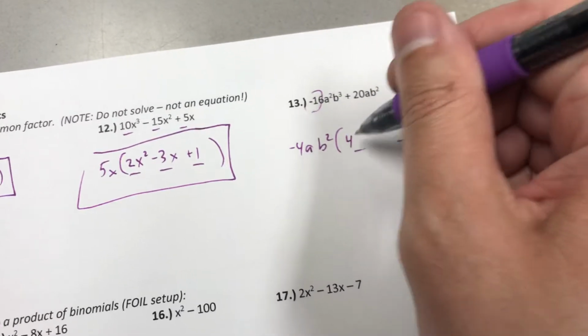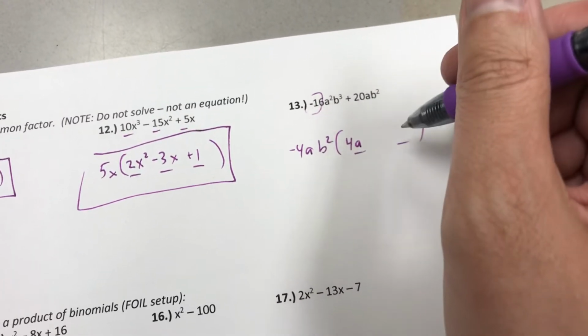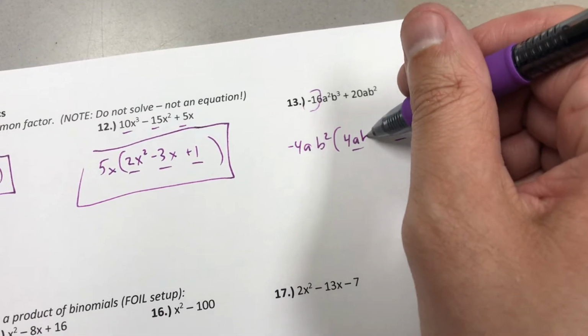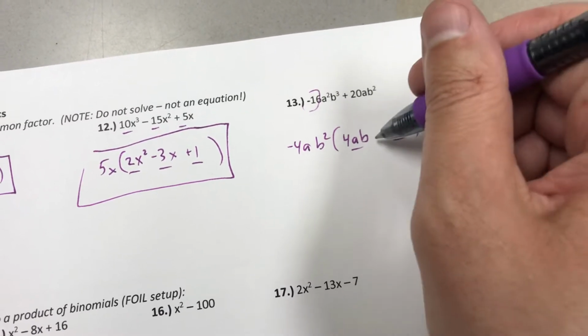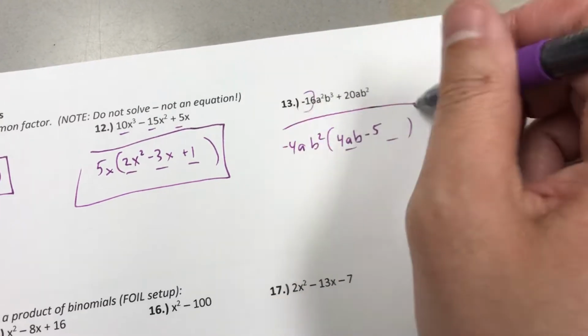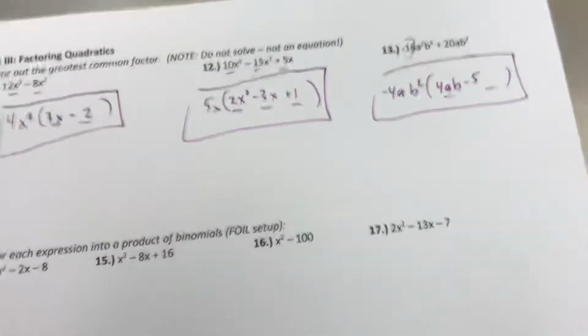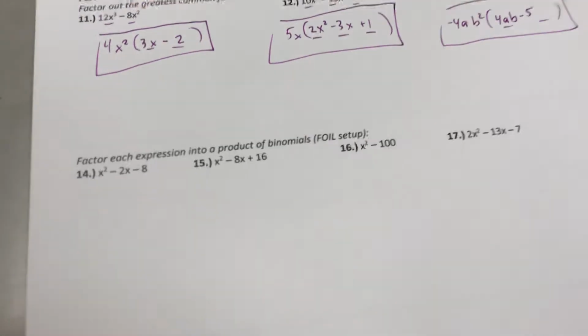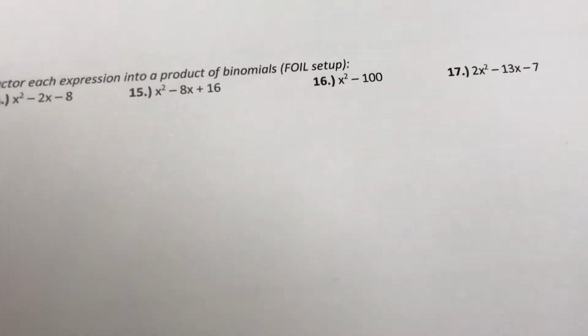-16 divided by -4 is 4. We took 1 of the a's. We took 2 of the b's. 20 divided by -4 is -5. We took the a. We took the b's. That's our final.